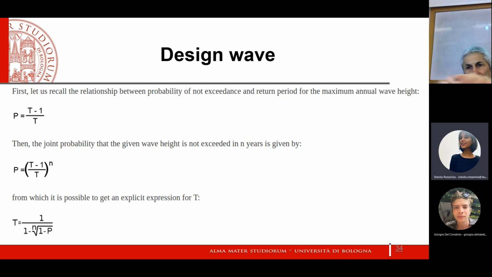Good. Then the joint probability that the given wave height is not exceeded in n years is computed by elevating the probability to the power of n. So P is equal to the probability which refers to 1 year, to the power of n, okay? From which it's possible to get an explicit expression for T, which is what you can read there. It is a simple development.